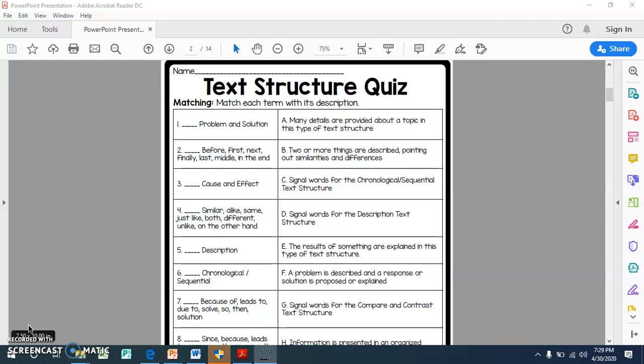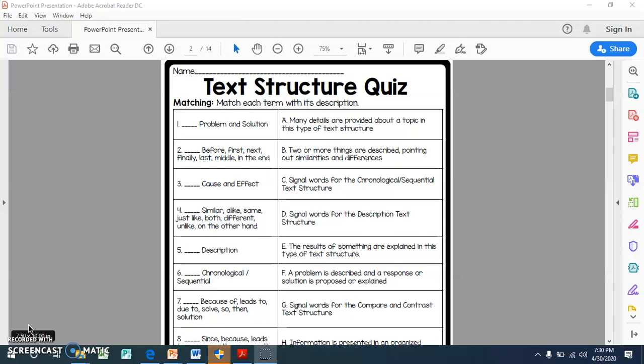So a brief review, we've talked about 5 types of nonfiction text structures. One was description, sometimes called topical. When you're thinking of this, ask myself, is this piece of writing describing something? So is there a topic with different details to describe it?